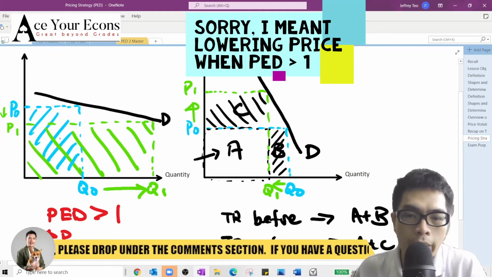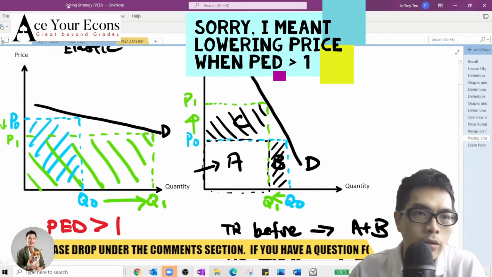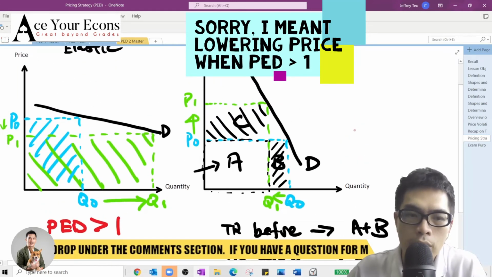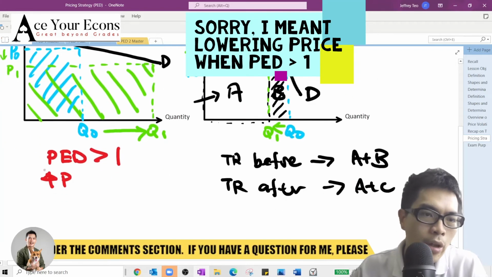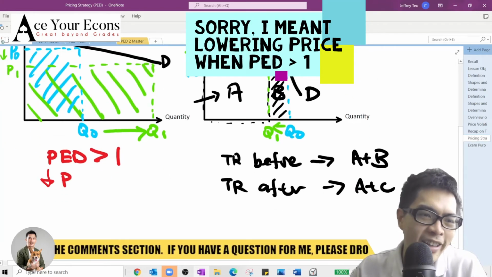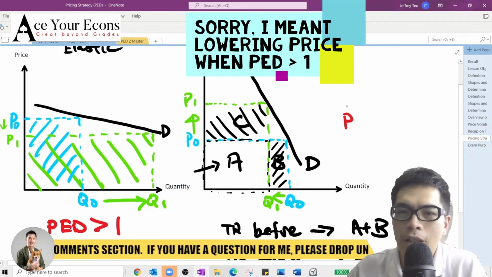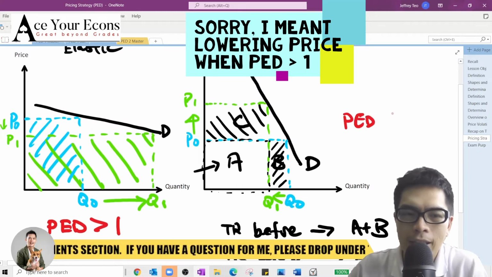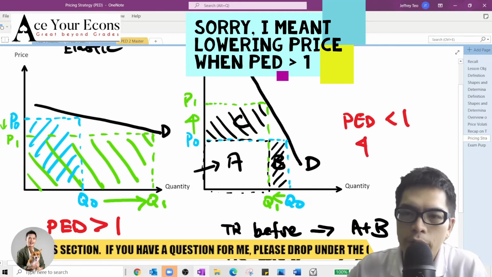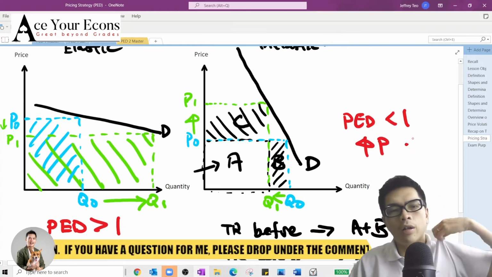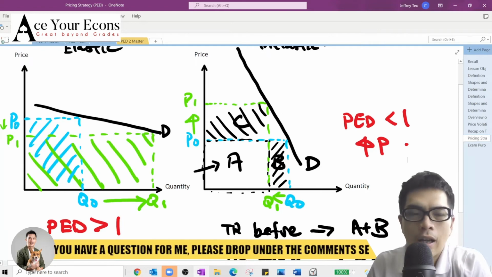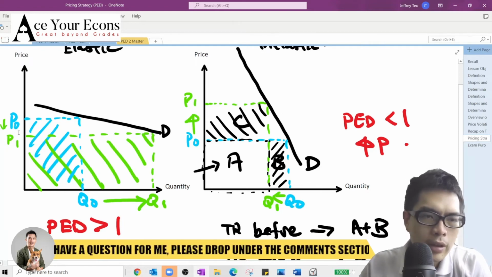Likewise, the pricing strategy that the producer should use if, I'm so sorry, this one is lower price. So if your demand is price inelastic, you should raise price. If your demand is price elastic, you should lower price. So it's the same analogy.